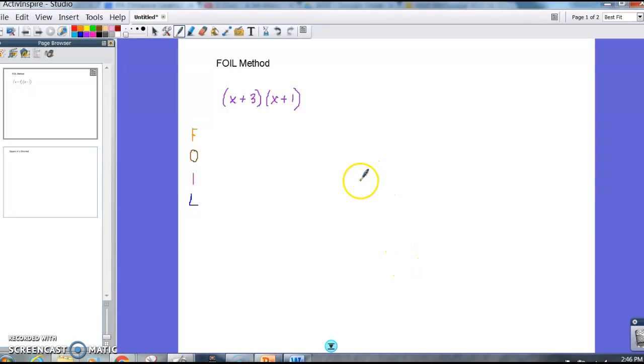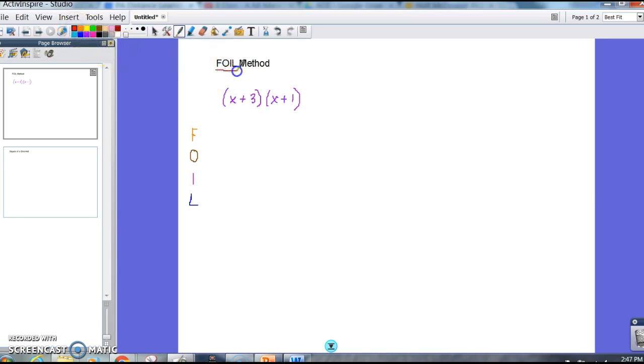Hey everyone, today we are going to talk about multiplying binomials together, and we've got two different types of problems that we're going to look at. The first problem is when we have two different binomials that we need to multiply together. So our first binomial here is x plus 3, our second one is x plus 1. And we're going to use what we call the FOIL method.